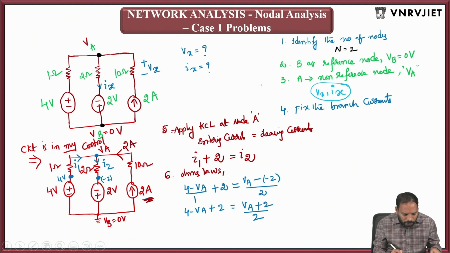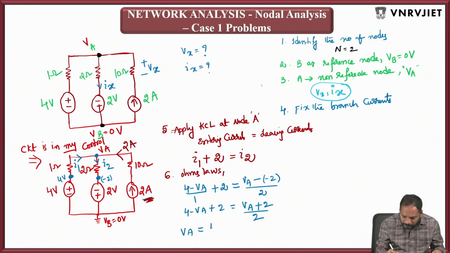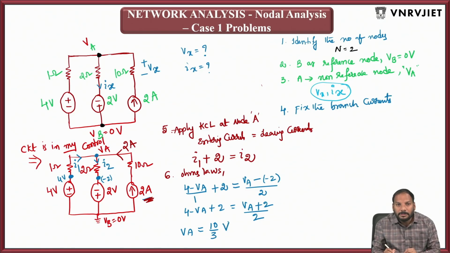Okay, so if you try to solve this, upon solving you'll be getting the value of VA as simply 10 by 3 volts. This is how much? 10 by 3 volts. Okay, so once you got this nodal voltage, now you go back to the problem. So what is the problem? The problem is the calculation of Vx and Ix, right?